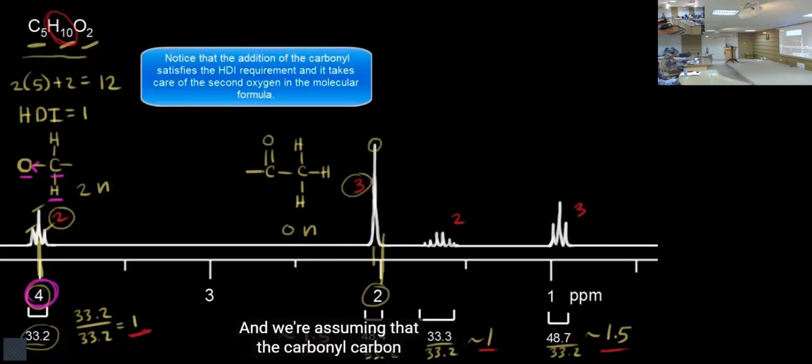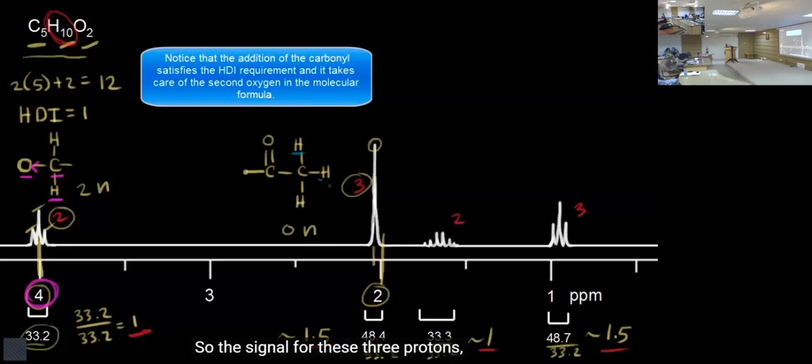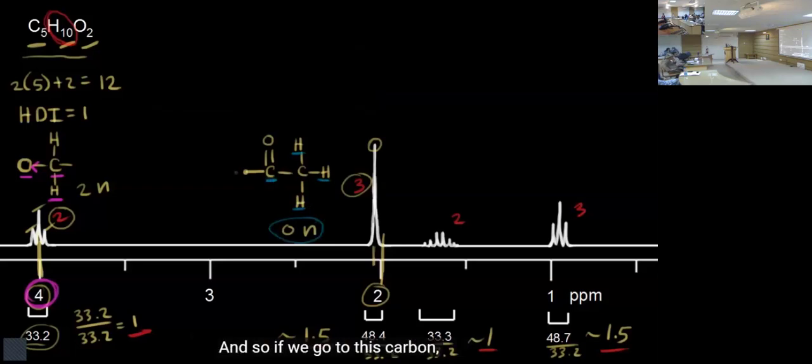All right, so let's go ahead and draw in a carbonyl here, and we're assuming that the carbonyl carbon is bonded to another carbon over here. That makes sense in terms of numbers of neighbors. So let's use blue for this. So the signal for these 3 protons, 0 neighbors. And so if we go to this carbon, if there's a carbon over here, there are no protons on this carbonyl carbon, and so that explains this piece of the puzzle.